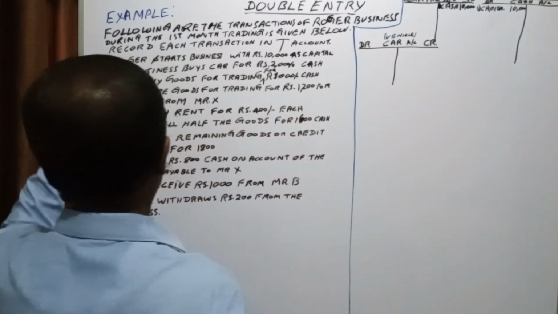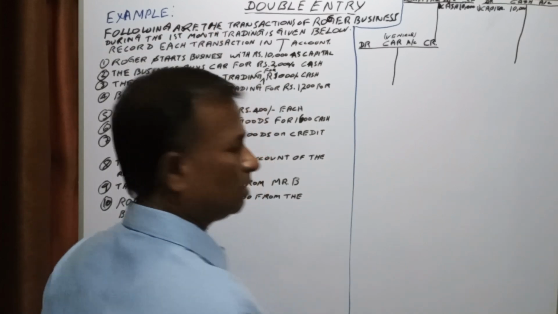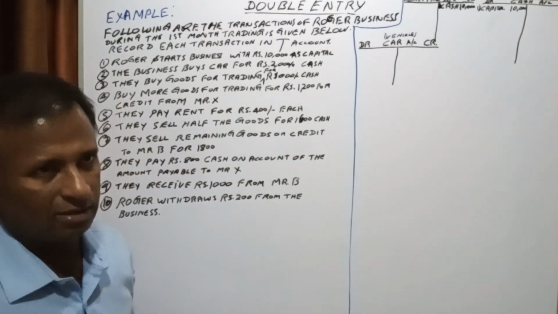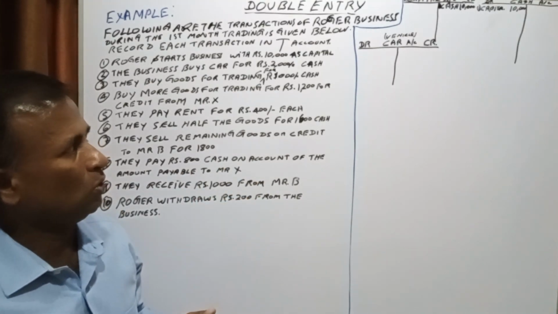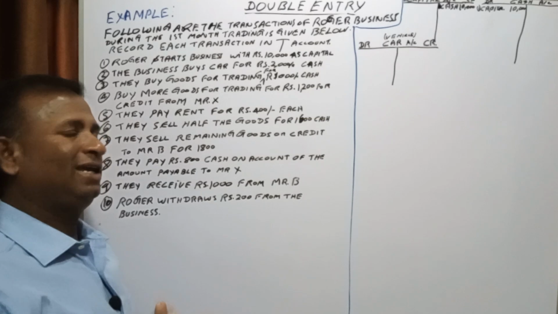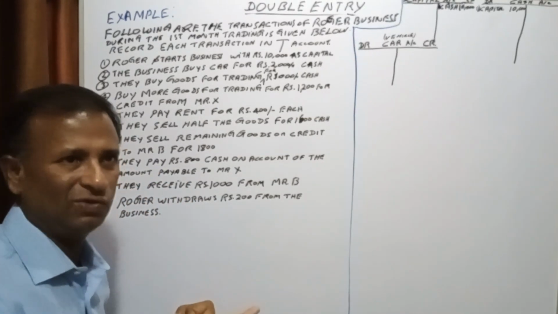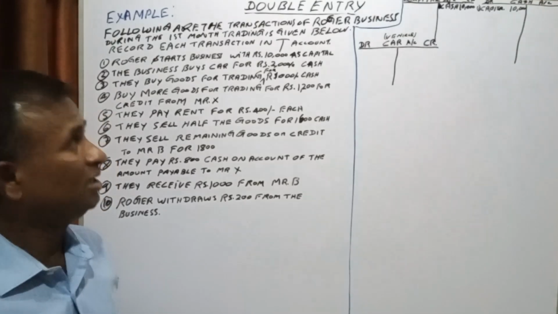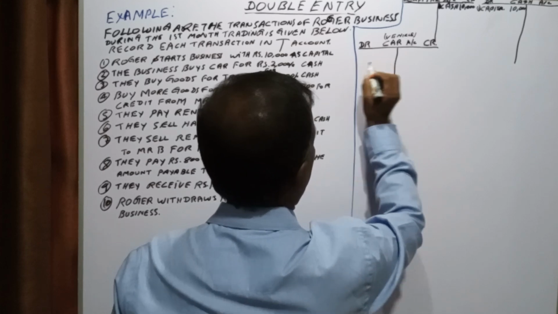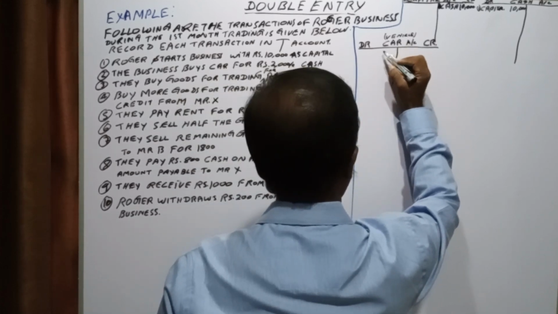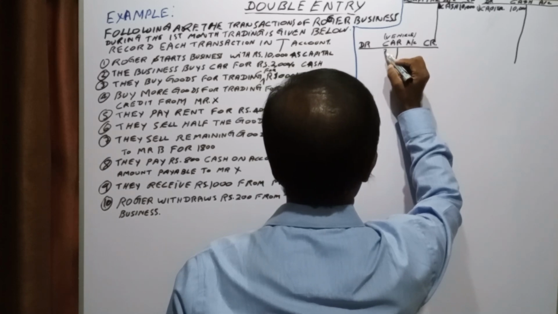So when you purchase a car, the car is an asset. The asset will increase. When the asset increases, what entry will you pass? You will pass the debit entry. Then you will write the narration, and I will put the transaction for 2,000.